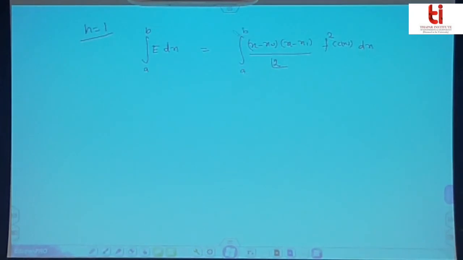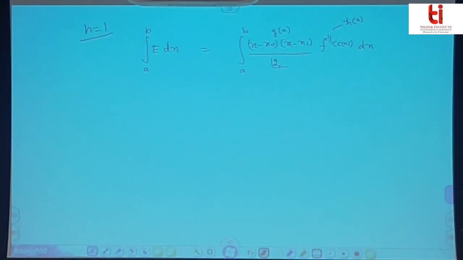Now this integration contains a polynomial. Let us suppose this is g(x) and this is the function h(x). So it is a multiplication of two functions. What do we have to do here? We have to integrate the two functions g(x) and h(x). h(x) is the second derivative of the function f(x), or I can write it here as f double dash.